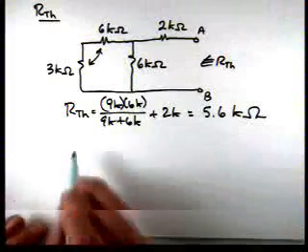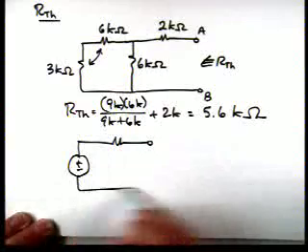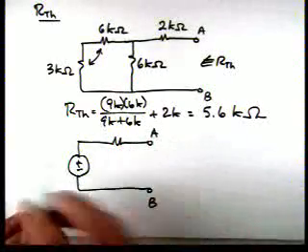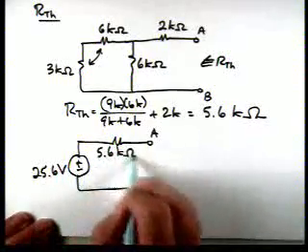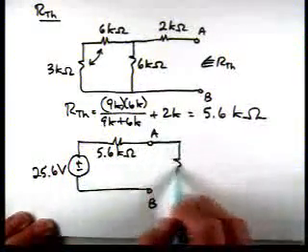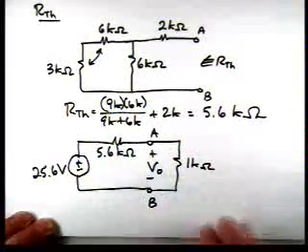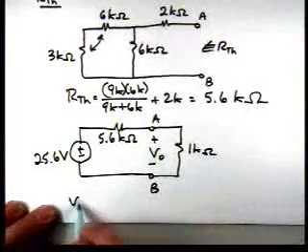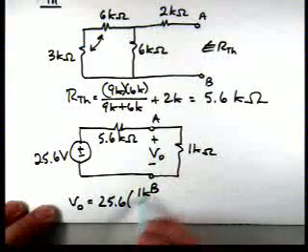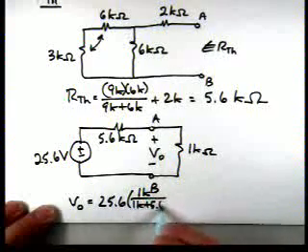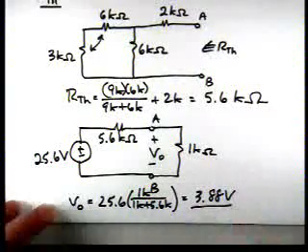So now let's draw our Thevenin equivalent. We have a voltage of 25.6. We have a resistance of 5.6 kiloohms. Now we reconnect the 1 kiloohm resistor. There's the voltage V0. So by voltage division, V0 is 25.6 times 1K over 1K plus 5.6K. And that gives us V0 is 3.88 volts.